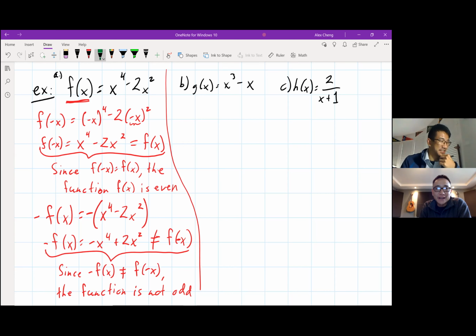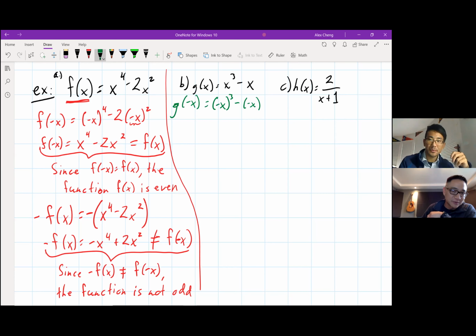G of x. So you want to go ahead and check the other one? I guess we're going to do the same thing, right? Yeah, sure. So let's check g of negative x. G of negative x is going to be negative x cubed minus negative x.